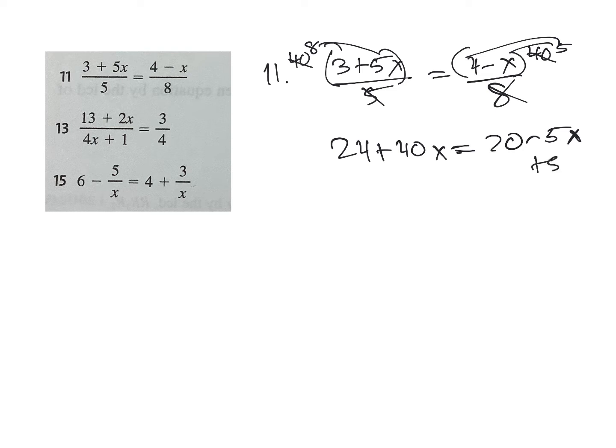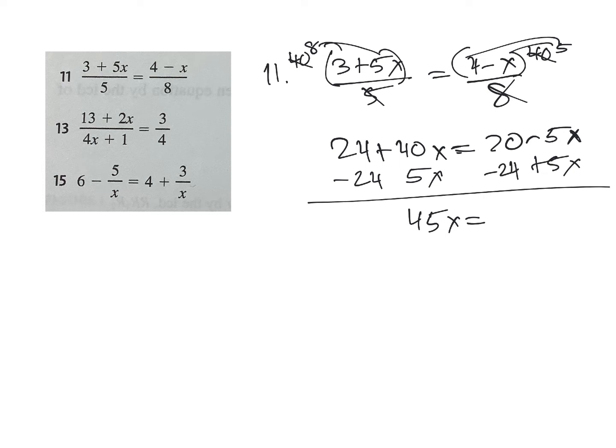So I'm going to add 5x to the left just because I keep liking my variables on the left side. I'm going to subtract 24 on the right, and that's negative 4. All right, divide by 45. Okay, so divide by 45, and your x equals negative 4/45.